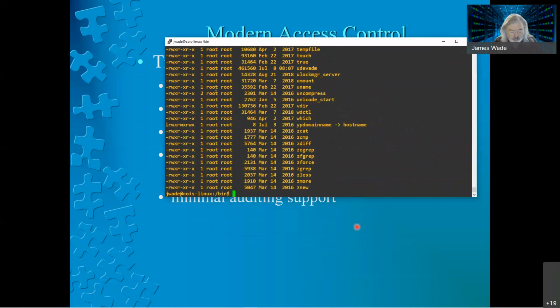So I've got root as the owner and root as the group. Well, what if I want to give different privileges to different groups? Maybe I want to give a group called backup a little bit more access. What if I want to have different owners that can do different things?